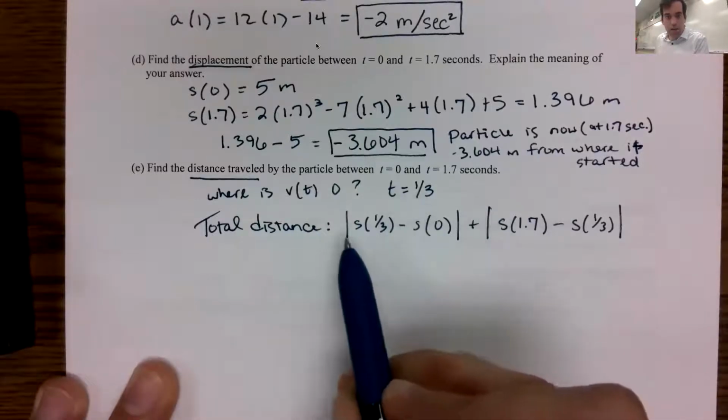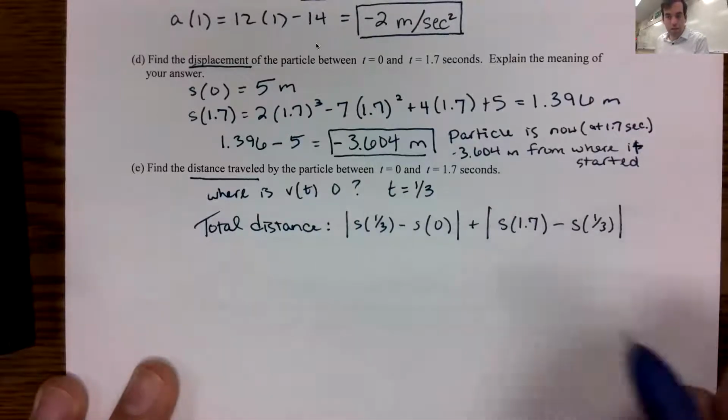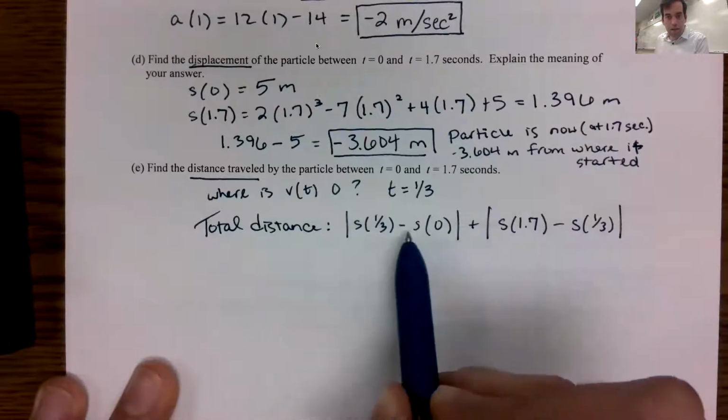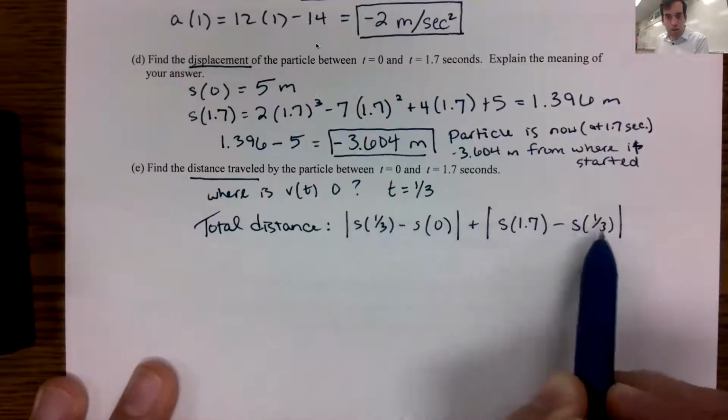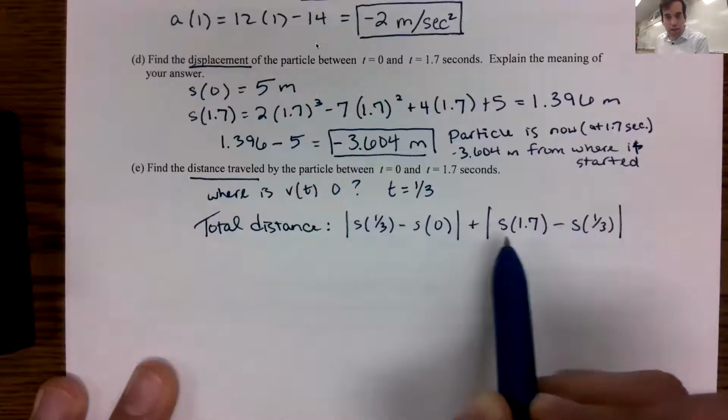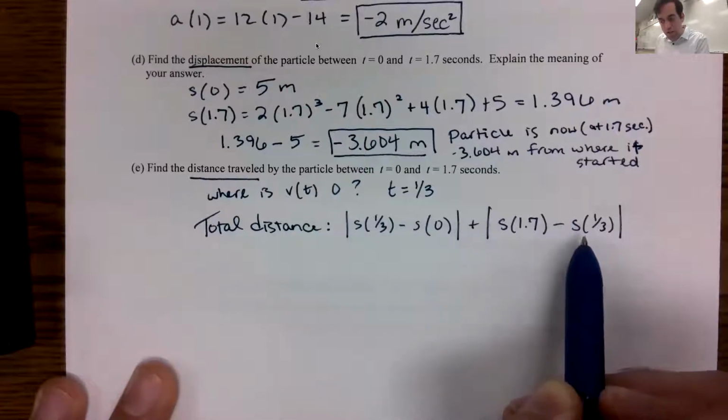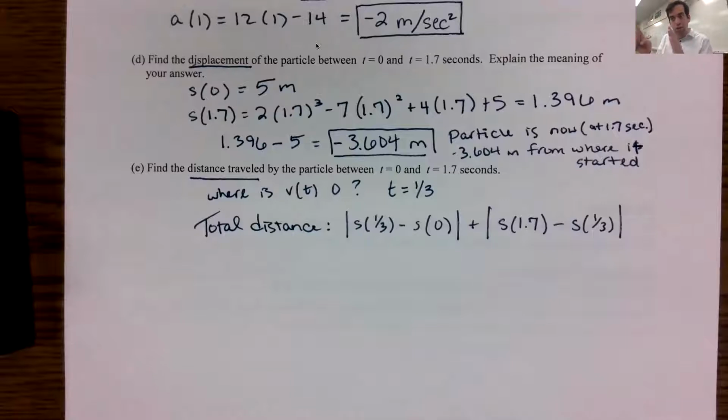And the reason that we're using absolute value is because we always want it to be positive. And the reason we're splitting it here is because at 1/3 is where it might change direction. So we're going to split it in 2 just in case it changed direction there, so that we can make sure we count every portion of going to the right or going to the left as a different length. So let's figure this out.